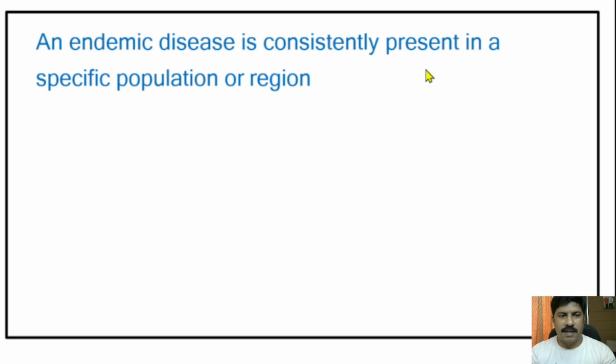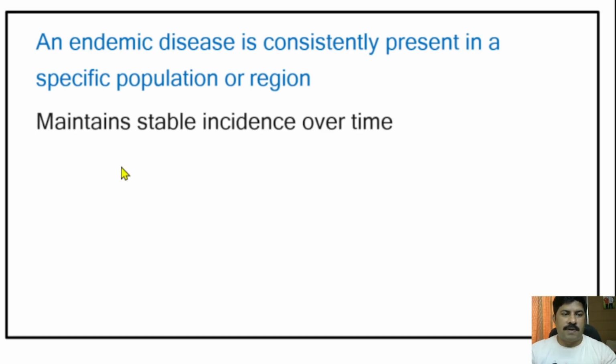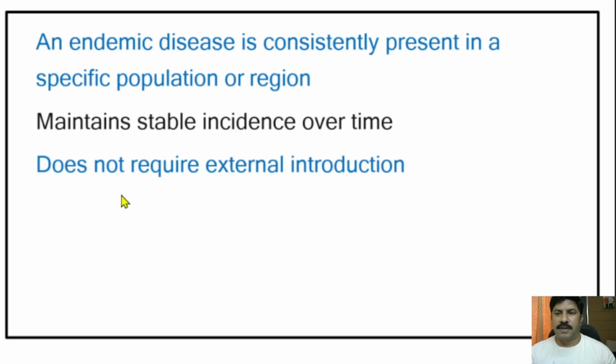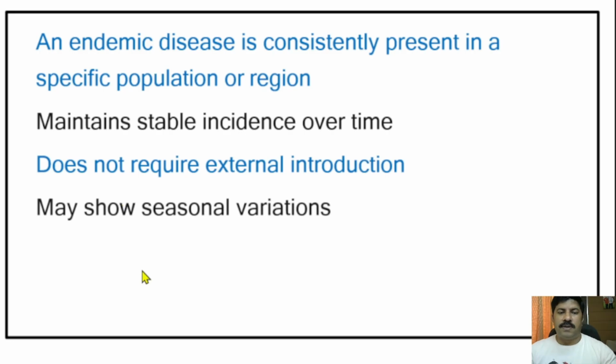Some characteristics are there for endemic disease. First, it maintains a stable incidence over time, so there will be a stable number of cases over a period of time. It does not require external introduction. The organism will be present in that particular area, so there is no need for external entry. It may show seasonal variations. In the rainy season it may have more cases, or sometimes the summer season may have more cases. So it depends on the season, and the rate of incidence will change.